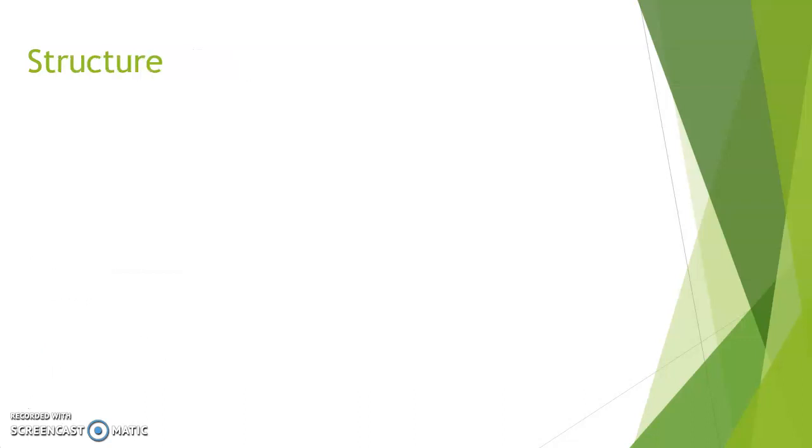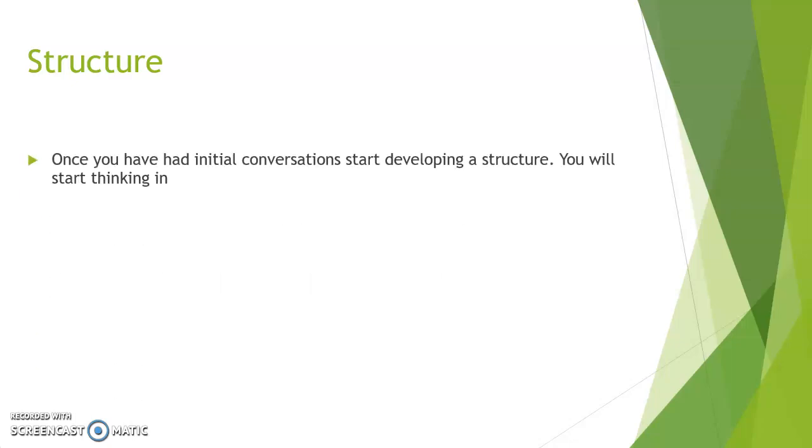So, the structure to the piece is absolutely key. This is the main thing in devising that we really need to look at to allow our audience to be engaged. Because remember, when we are performing, we are always performing for an audience. So once you've had your initial conversations about your stimulus, you'll start developing the structure of your piece and you'll start thinking in beginning, middle, end.